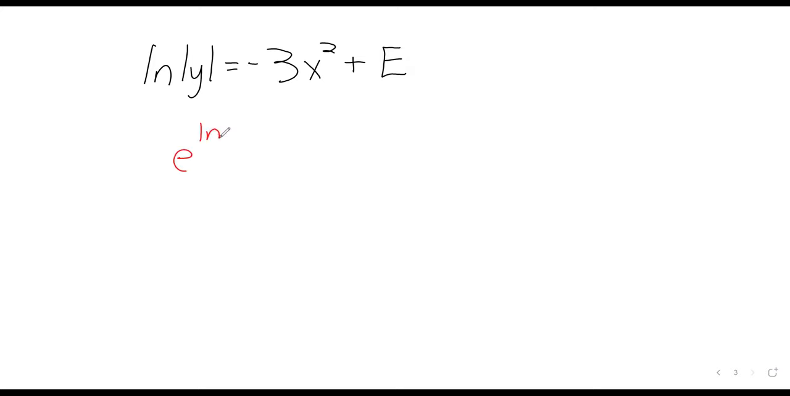But if we want to get rid of natural logarithms, we can use the exponential. And on the left, the exponential and the natural log cancel out. On the right, we can separate this. Having addition up in an exponent is the same as having multiplication of exponents.